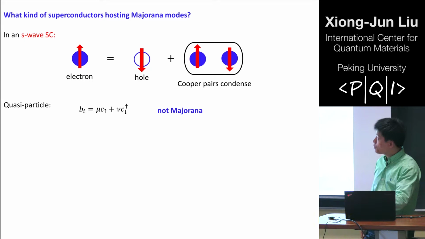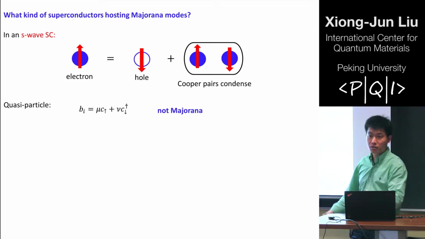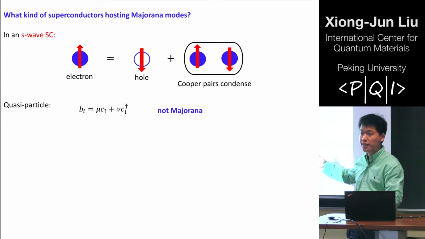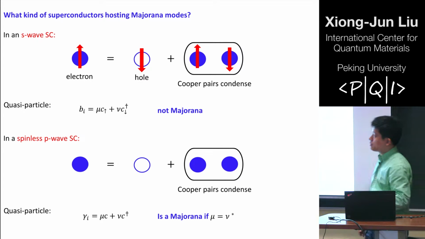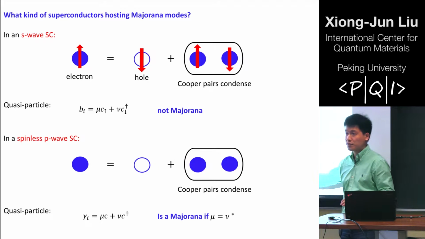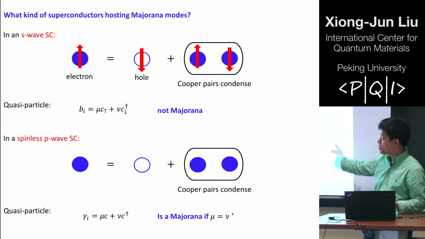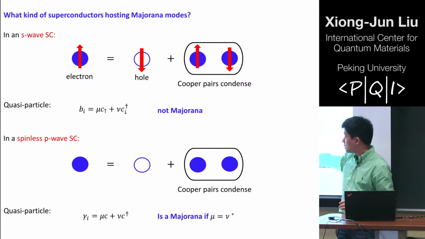So then to have the Majorana fermion, you can imagine that you should kill the spin degree of freedom. Suppose we can have a spinless p-wave superconductor. Then you have a similar equality: the electron equals the hole plus this Cooper pair. Again, the Cooper pair condenses.